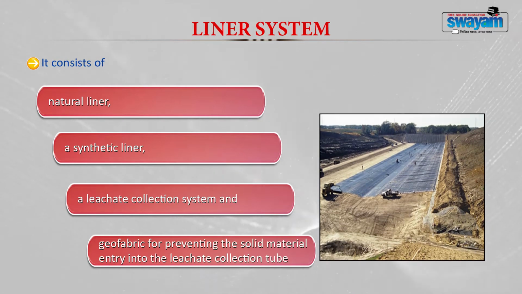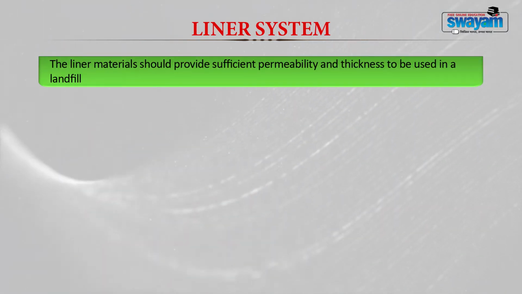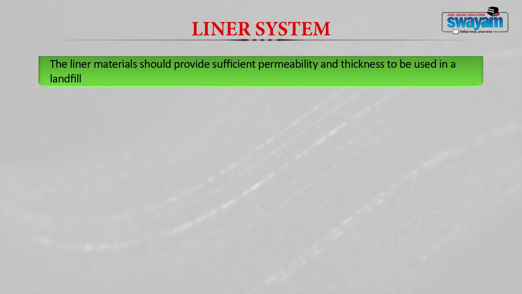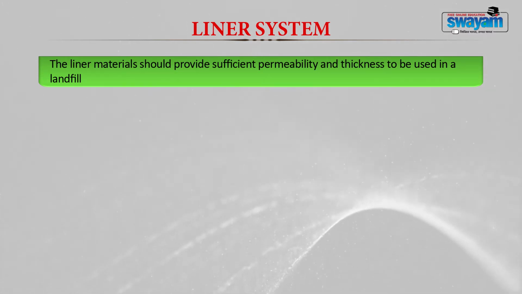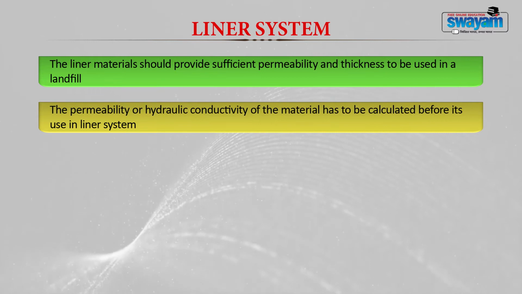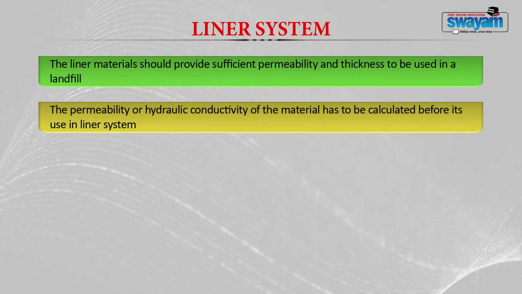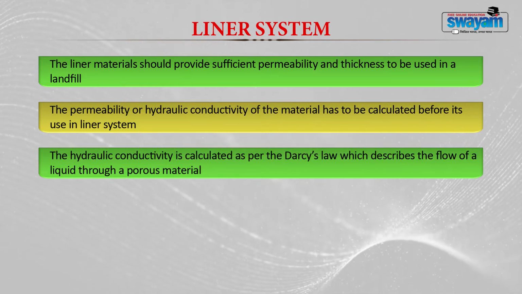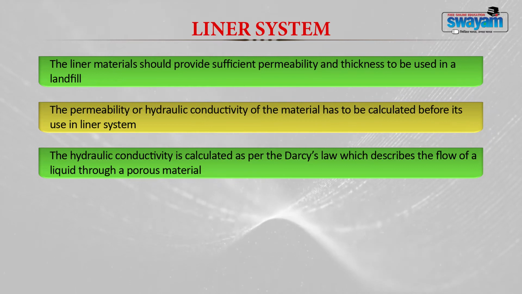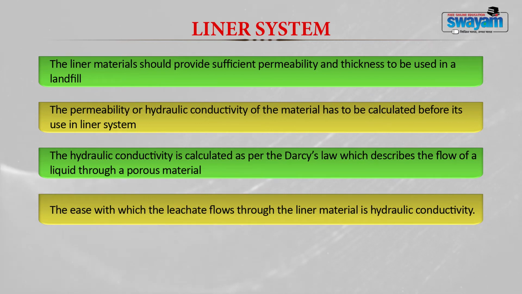A liner is not a single layer, it is a combination of many layers. The liner materials should have low permeability so that they avoid the percolation of the watery material that oozes out from the waste material during degradation. Now, the permeability or hydraulic conductivity of the materials is calculated before installing or using them in a liner system. Generally, it is calculated based on Darcy's law, which describes the flow of a liquid through a porous material. The ease with which the leachate flows through the liner material is called the hydraulic conductivity.